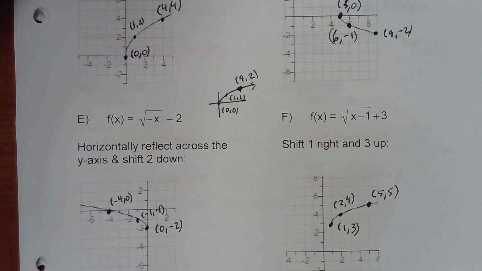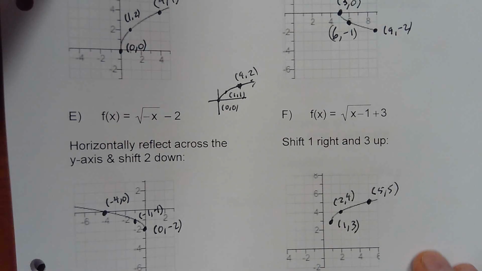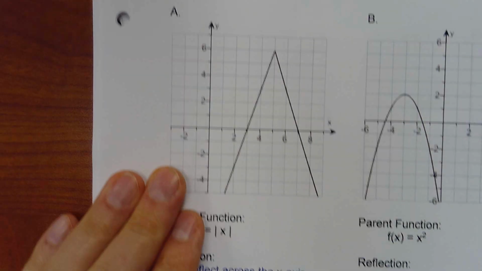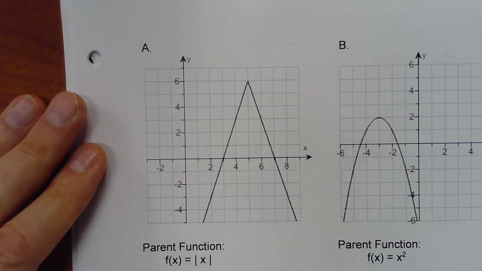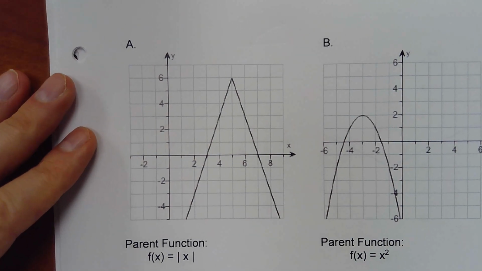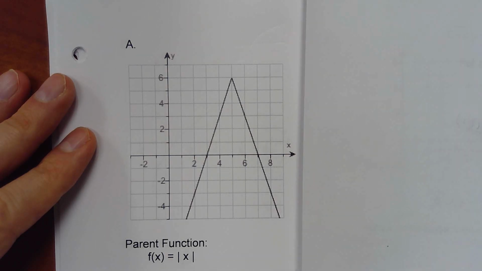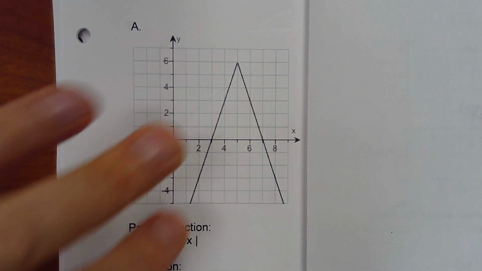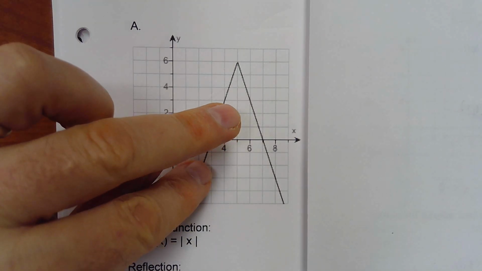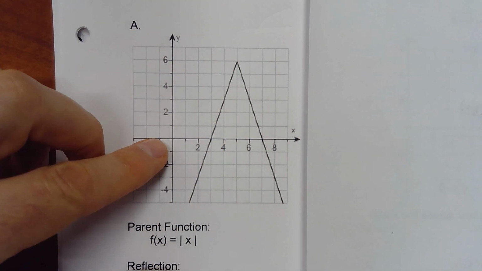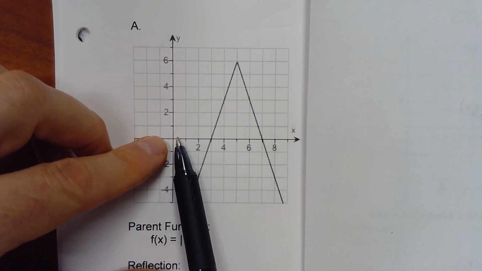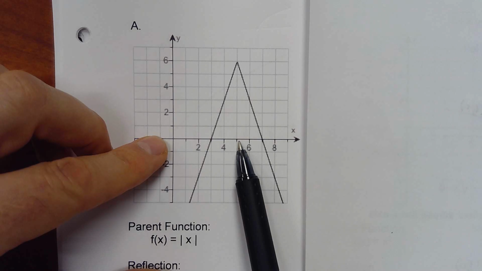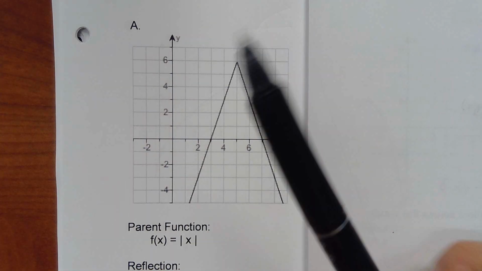Now let's go through and do some exercises where we got the graph, and then we need to come up with the equation. So the first step is identify the parent function. So this is a V shape, so that's the absolute value function. And we see it's been reflected across the x-axis. We see that it's been shifted 5 to the right and up 6.